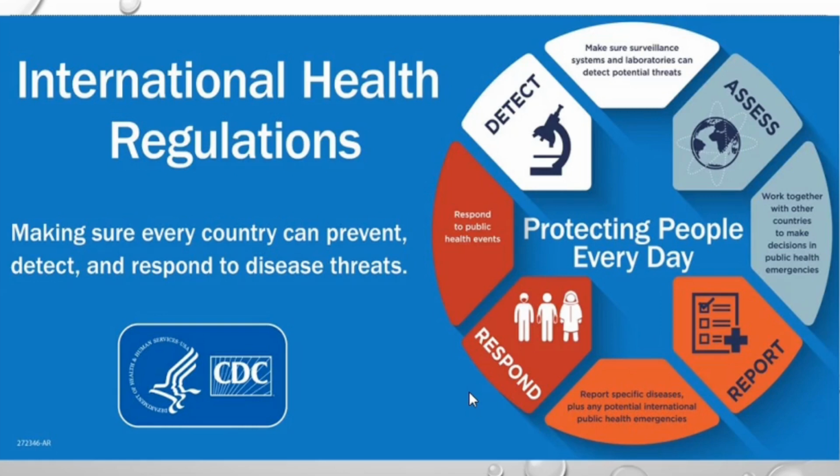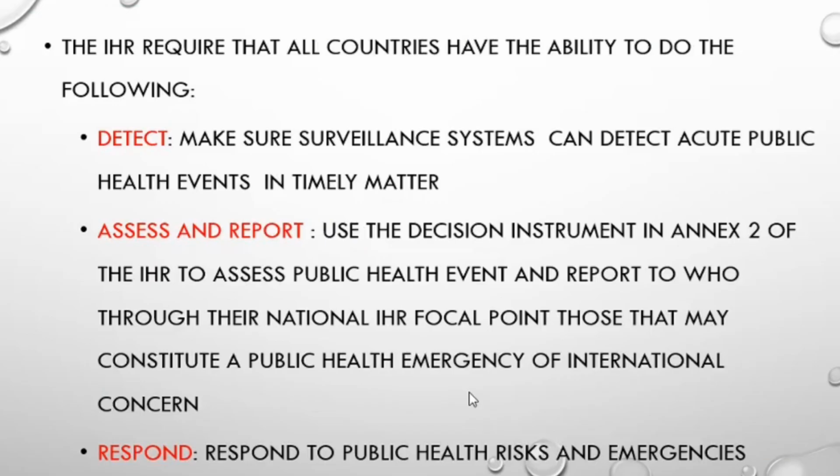So they'll conduct an assessment. And when they conduct the assessment, they're going to report and respond. And if they find that it is problematic and it cannot be controlled and it's going to pose a danger to other countries, they have to report through the International Health Regulations to the WHO. Okay. So this is what should have happened in China.